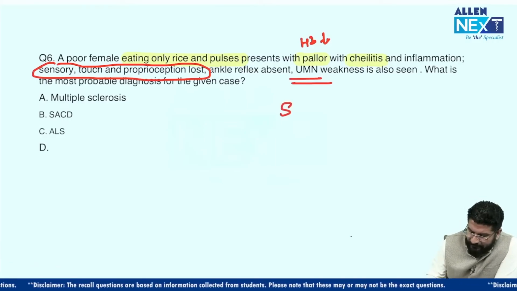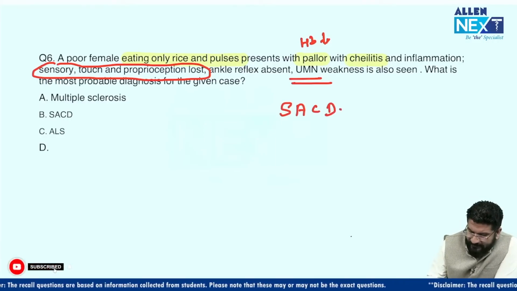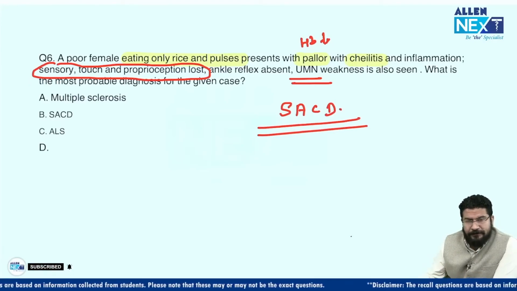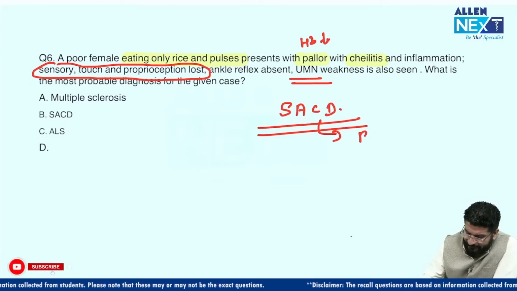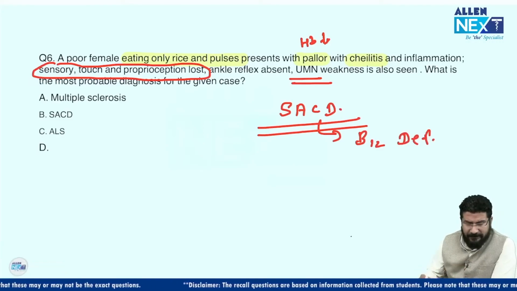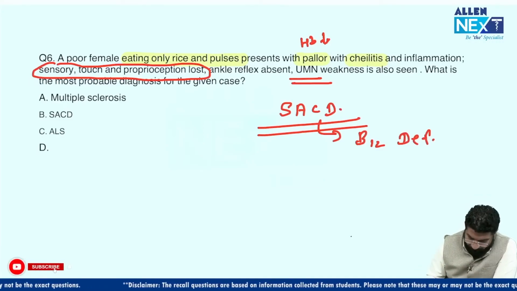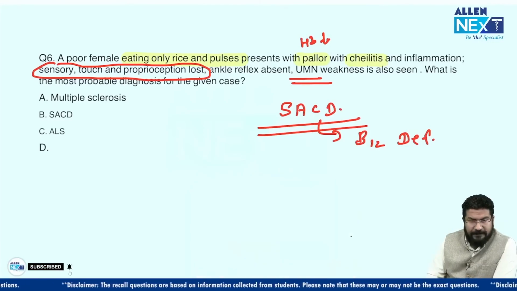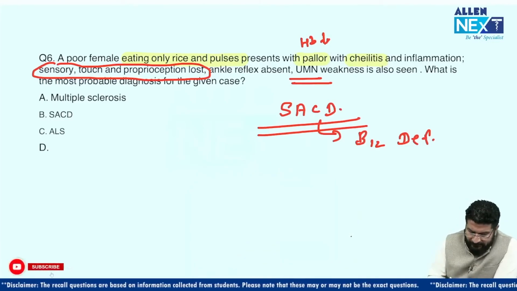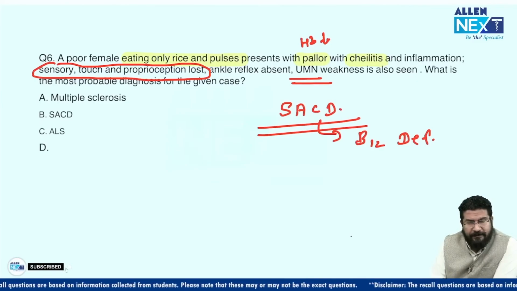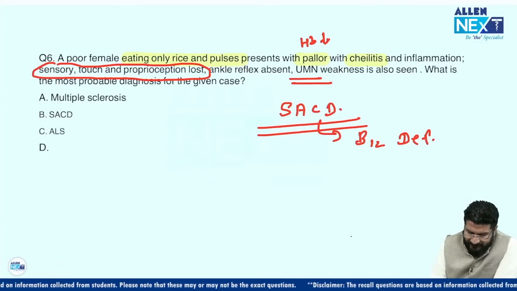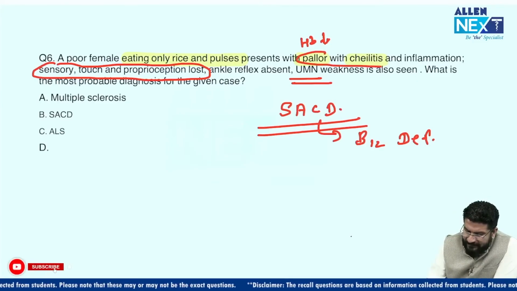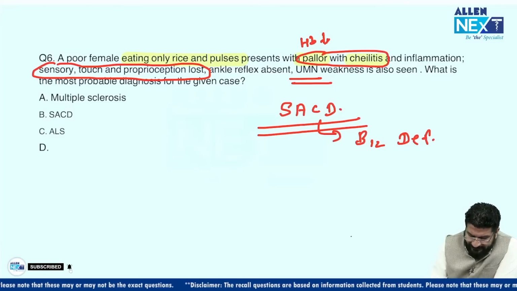So this is a case of SACD, subacute combined degeneration of the spinal cord, and that is seen in a patient of vitamin B12 deficiency. So, a classical case. I could not get the fourth option. ALS is amyotrophic lateral sclerosis, due to a hexanucleotide repeat, where you'll see both UMN and LMN lesions, but pallor and cheilitis are not seen. So these are the hints in the MCQs.